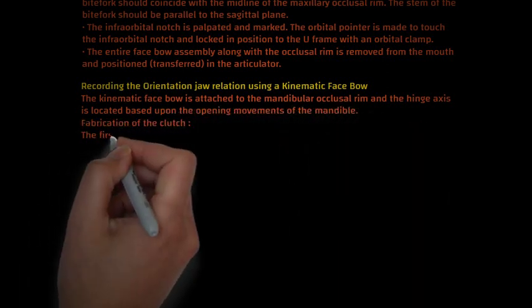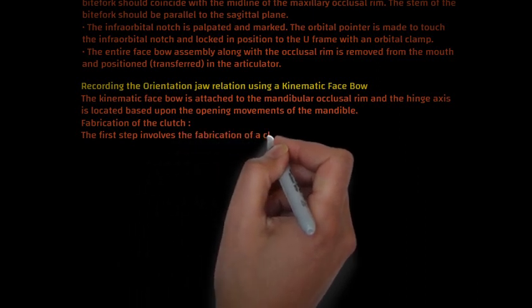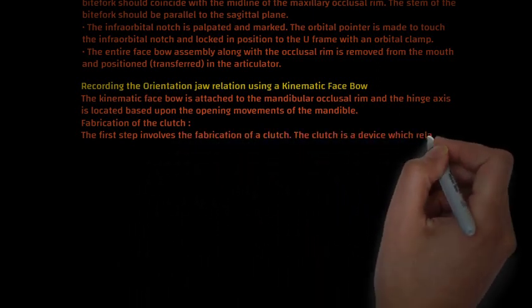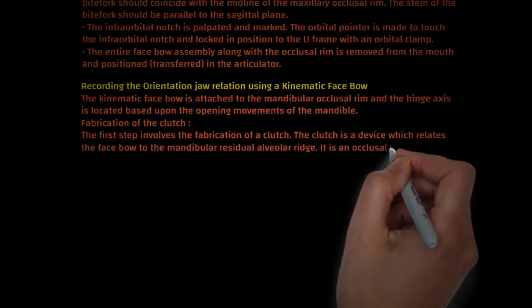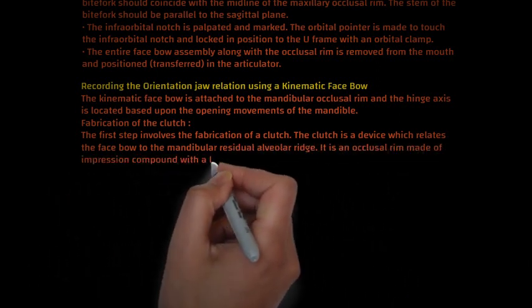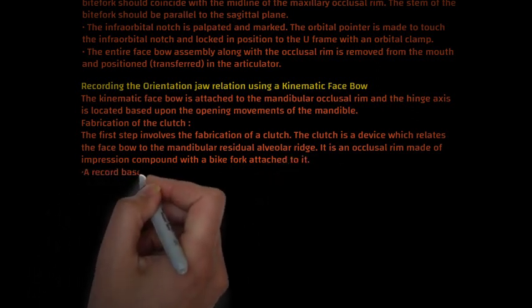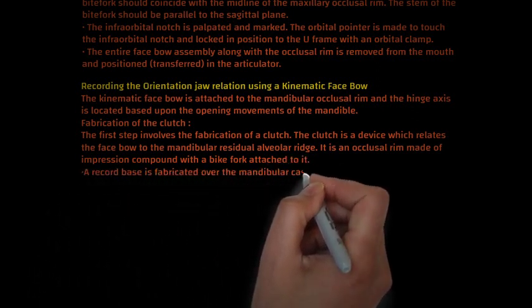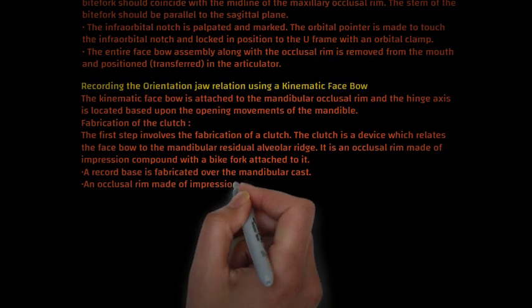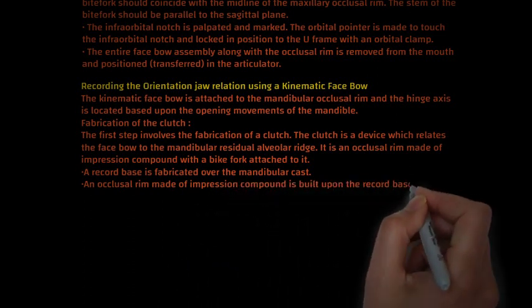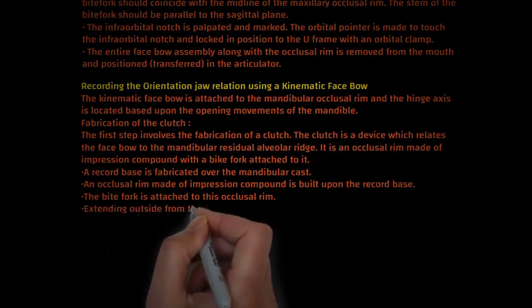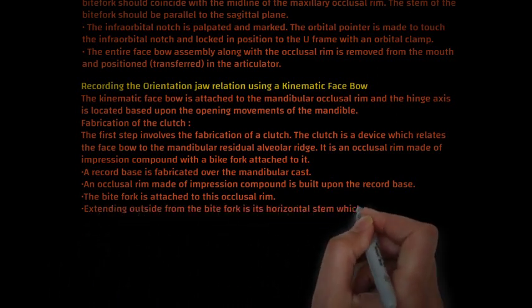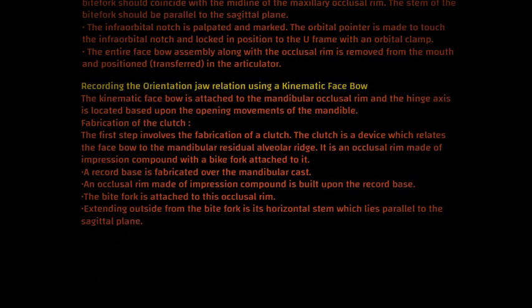Fabrication of the clutch. The first step involves the fabrication of a clutch. The clutch is a device which relates the face bow to the mandibular residual alveolar ridge. It is an occlusal rim made of impression compound with a bite fork attached to it. A record base is fabricated over the mandibular cast. An occlusal rim made of impression compound is built upon the record base. The bite fork is attached to this occlusal rim. Extending outside from the bite fork is its horizontal stem, which lies parallel to the sagittal plane.